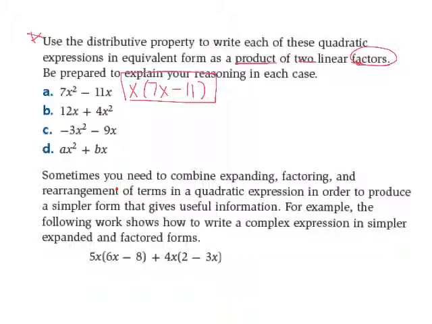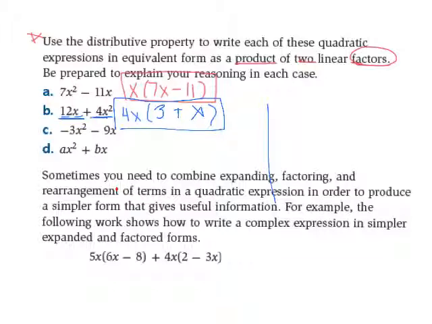12x and 4x squared. Both terms have an x in them, as well as both terms also have a greatest common factor of 4. So if I take out a 4x to finish the factoring, 4x times 3 would get back to the original 12x, and 4x times 1x would get back to the 4x squared. And this is the factored form.